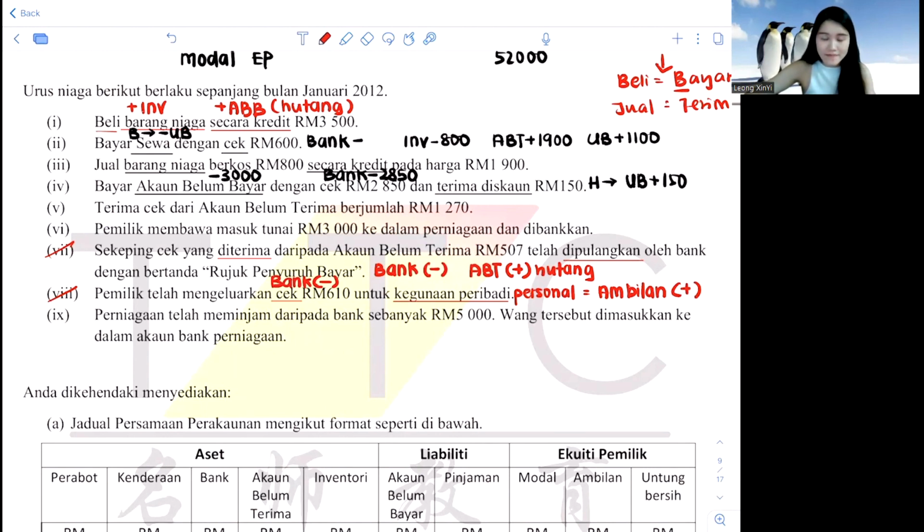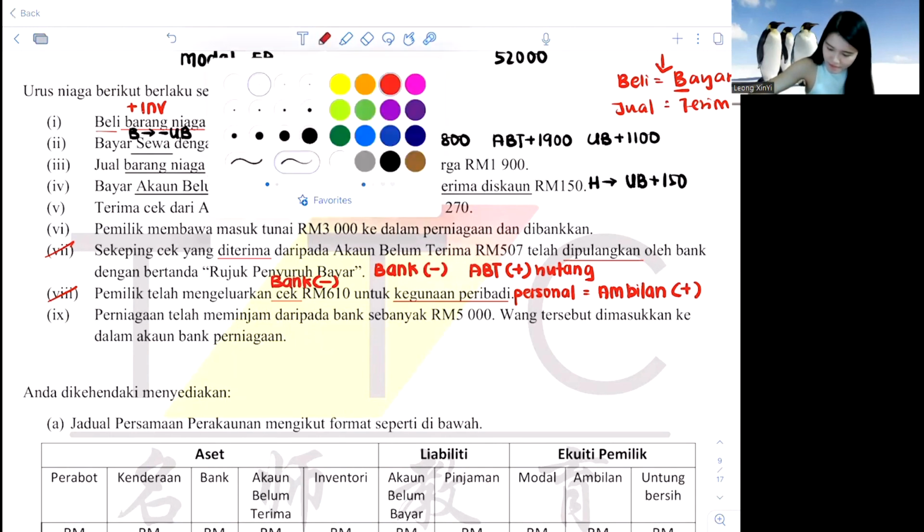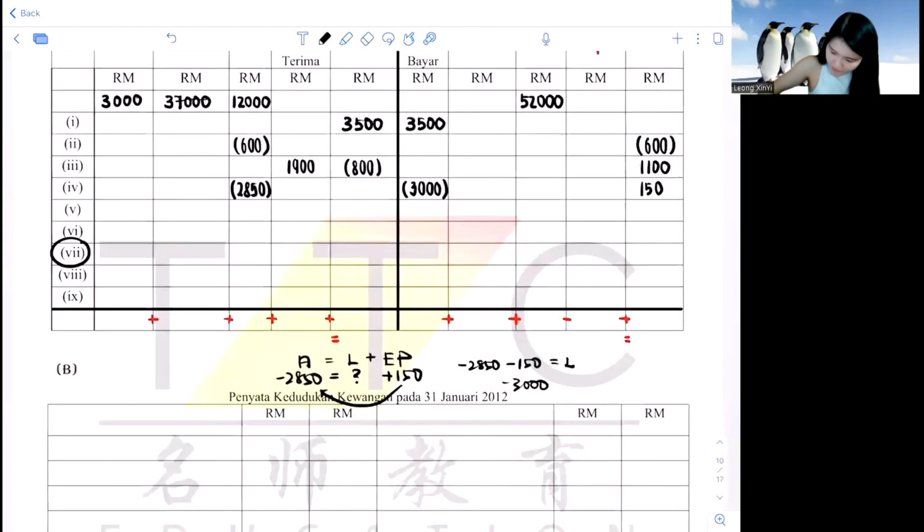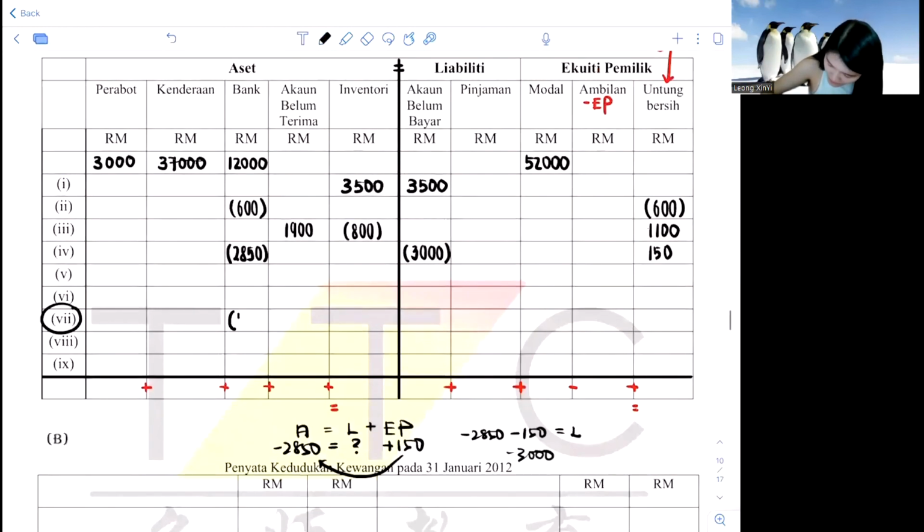So to record that, I'm going to show you guys for 7 and 8. Yeah? 7 is 507. 507 deducted from your bank because you did not actually receive it, and you're going to tambah back into ABT because they gave you a faulty check. How can their hutang become lesser, right? So we add it back. Okay, now that's it for your point 7.